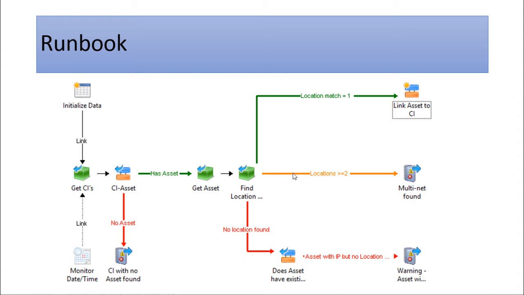This orange link here means we do a query in the locations but find multiple locations on one network segment, which is bad. So a misconfiguration in the mapping. And the best case is the location match is 1, so we have an exact match on one network segment is one location, and that means link the asset to this location, should it be here.